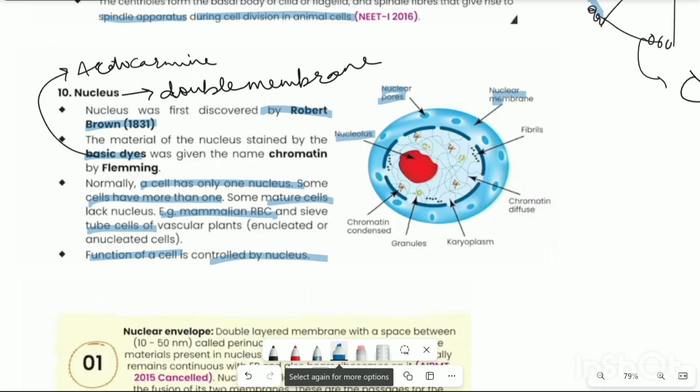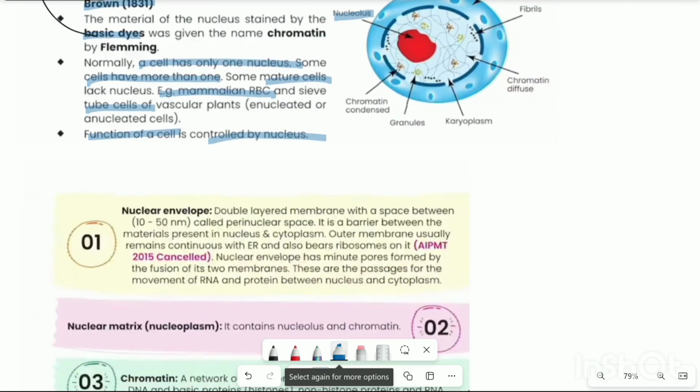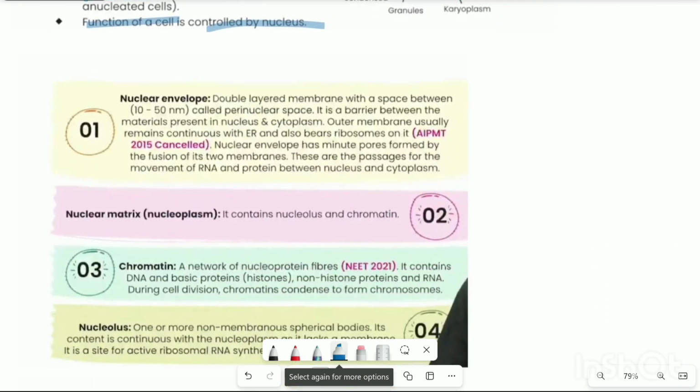Nucleolus. Let's see the nuclear envelope. This nuclear envelope is a double layer membrane with a space between, which is called the perinuclear space, and it is a barrier between the material present in the nucleus and the cytoplasm. It does not let the two mix up. The outer membrane usually remains continuous with the ER and may also have ribosomes on it. The nuclear envelope has many pores formed by fusion of the two membranes, and these are the passages for the movement of RNA and protein between the nucleus and cytoplasm.